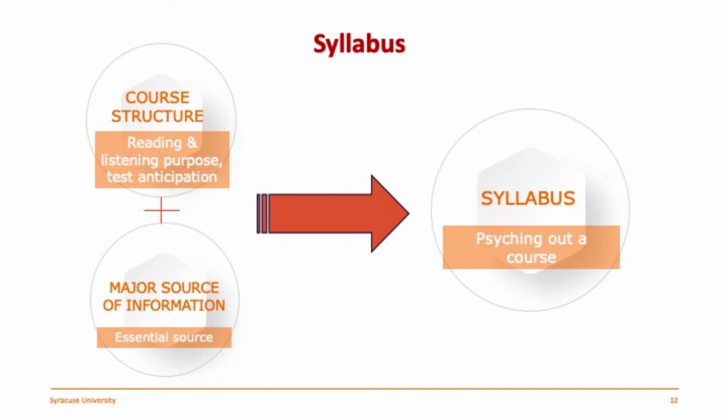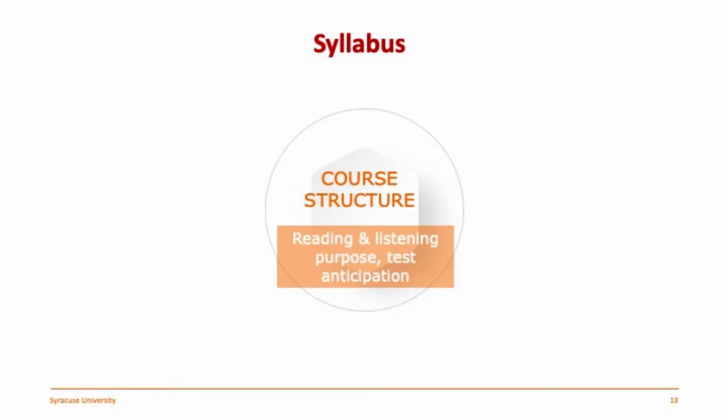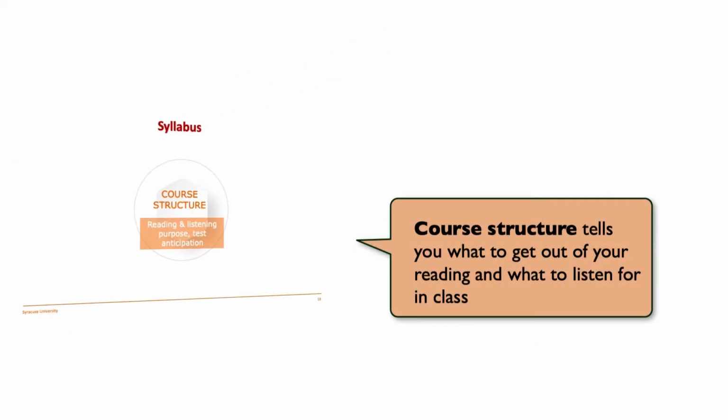The syllabus has two types of information that tell you a great deal. Be sure to think about this information as it relates to the courses you are currently taking. The first type of information is course structure, and that tells you your reading and listening purposes. In other words, what information to get out of your assigned reading and what to listen for in class, as well as how to anticipate test questions.